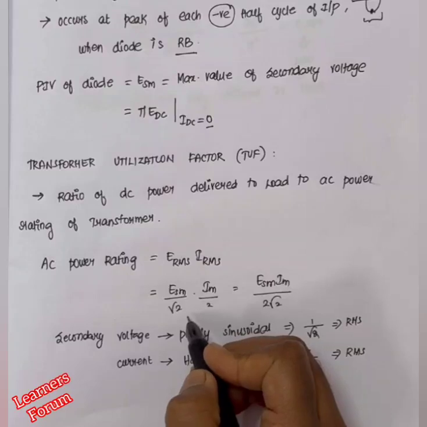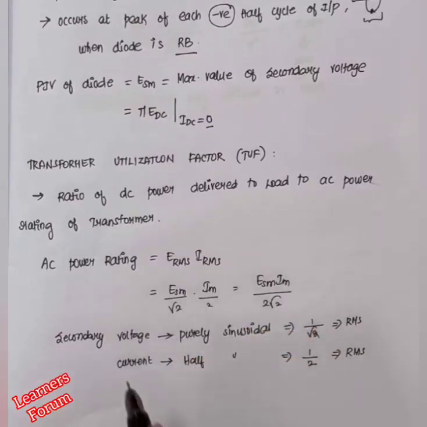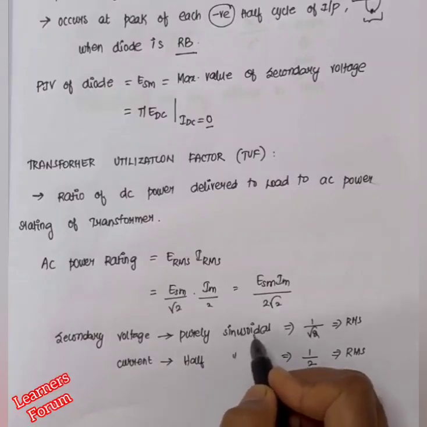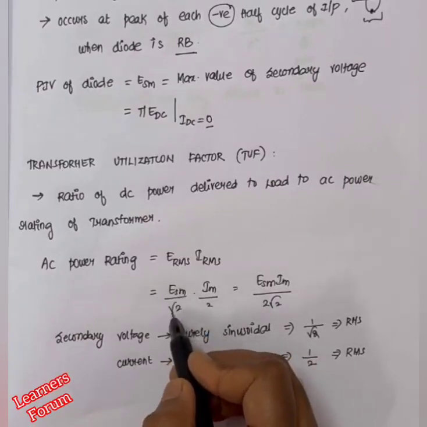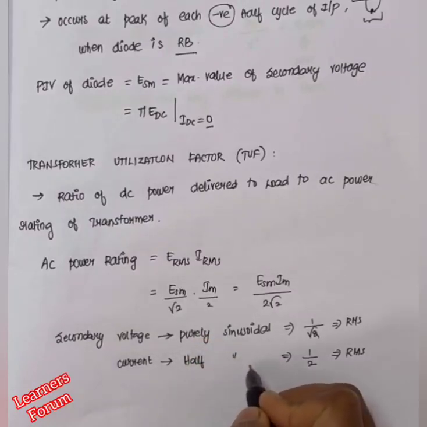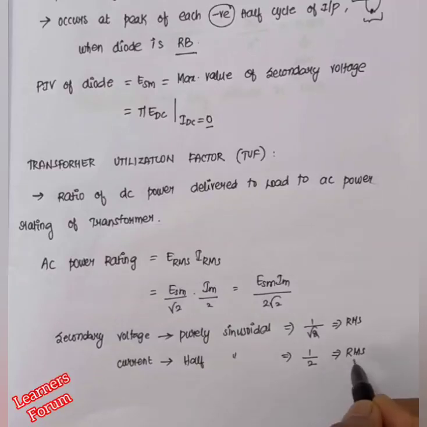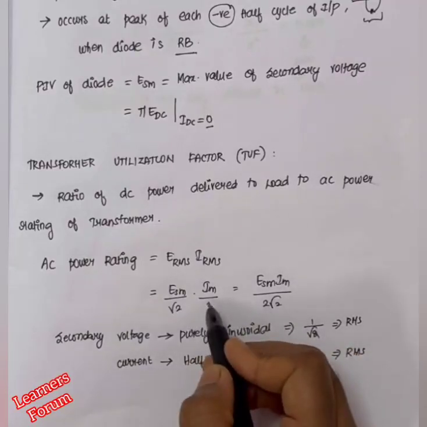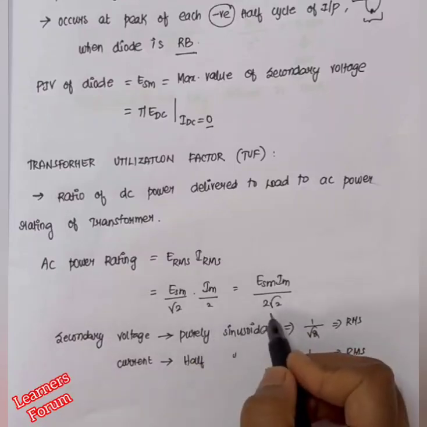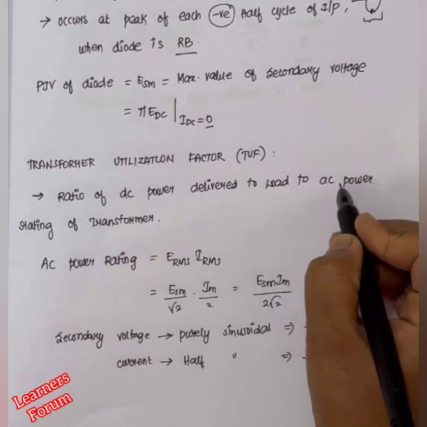So this is about the sinusoidal waveform which creates a difference over here. The secondary voltage is nothing but a purely sinusoidal waveform, so that is the reason we are getting it as 1 by root 2 times here. Whereas the current is always half sinusoidal over here, so that is the reason we are getting it as 1 by 2 times the RMS value. Multiplying these two things, we will get ESM into IM divided by 2 root 2, which is the AC power rating. So we have calculated the denominator portion.